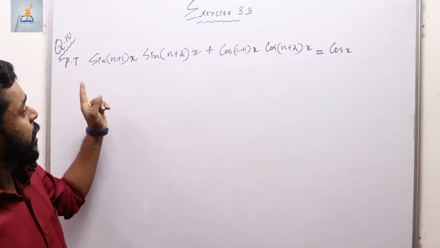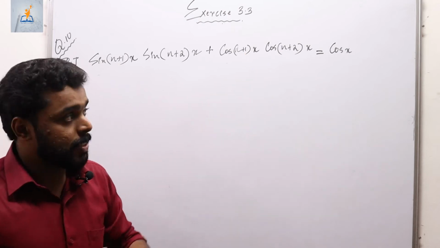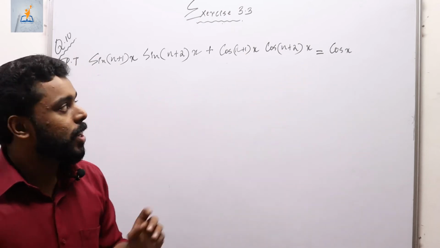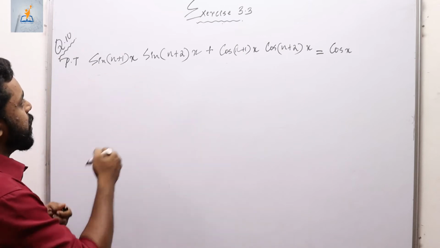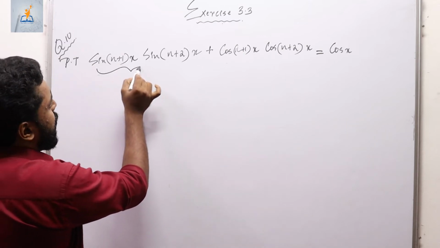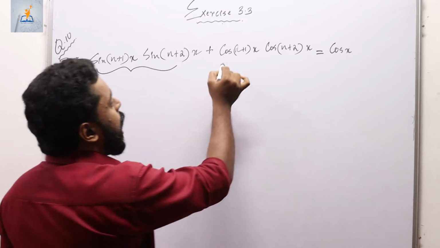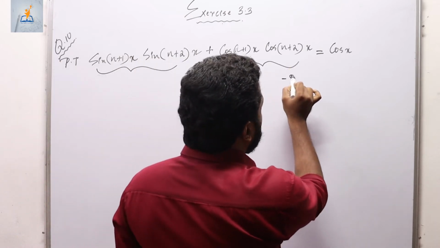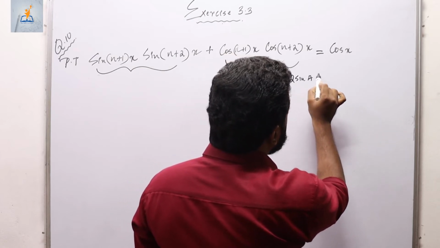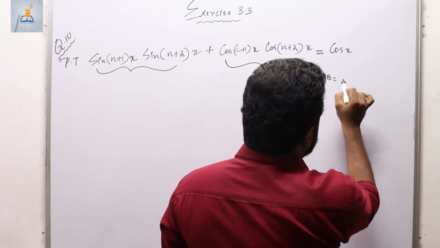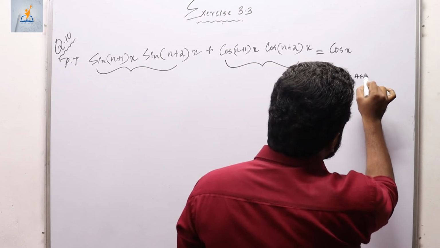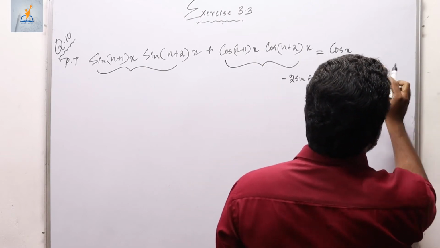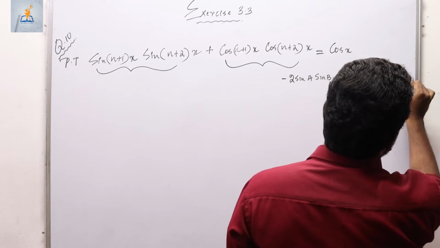The question is that we are given with a lengthy LHS and a small RHS. We have to prove that these two are equal. So easily you can observe that in the LHS we have sin A sin B format, and there is a term cos A cos B format. We know that −2 sin A sin B is nothing but cos(A+B) minus cos(A−B), isn't it?